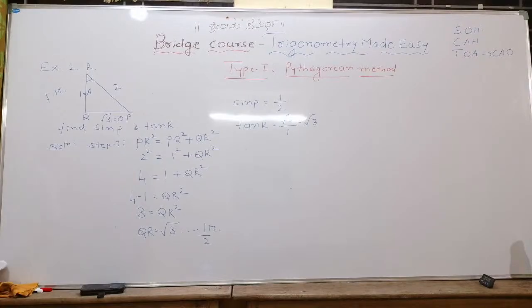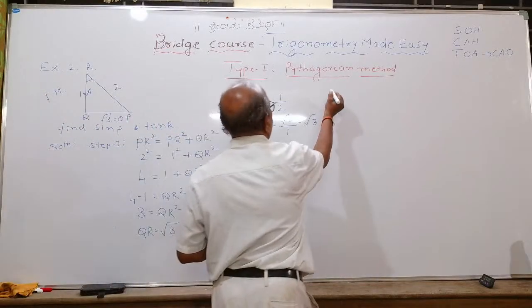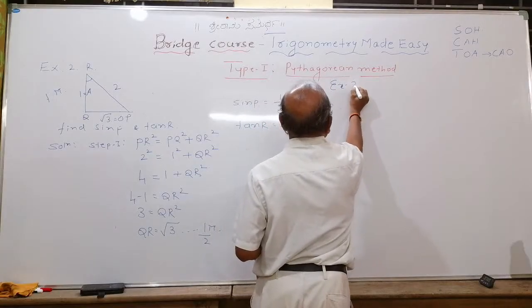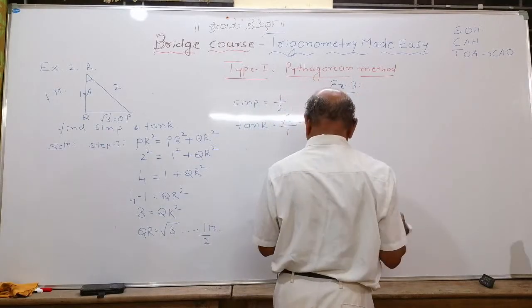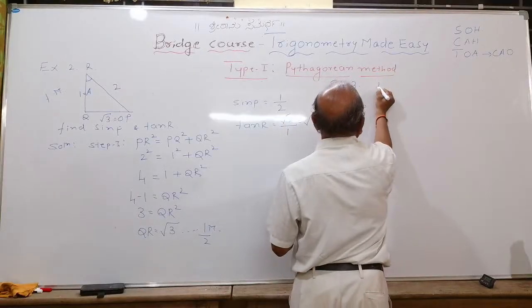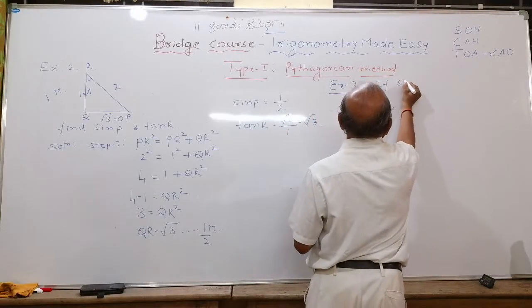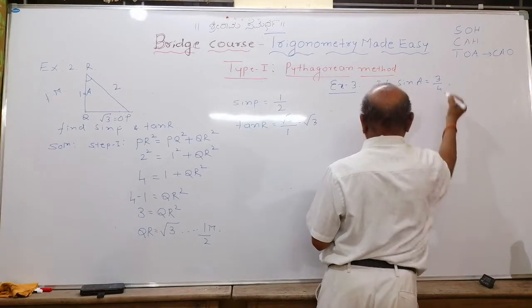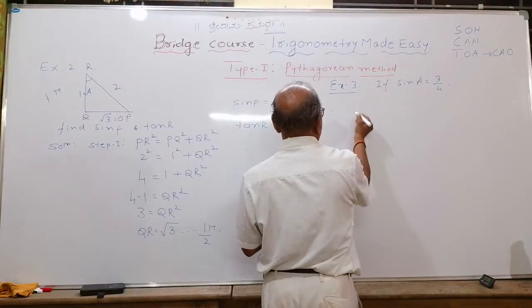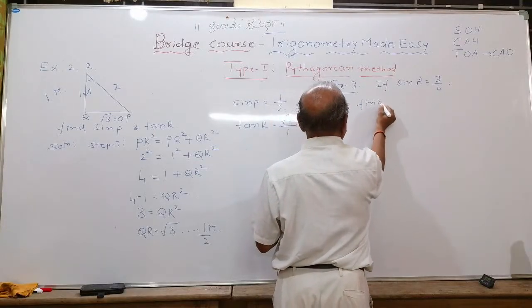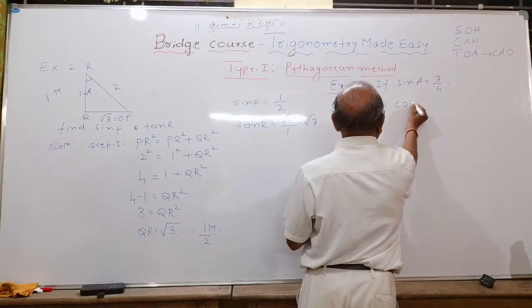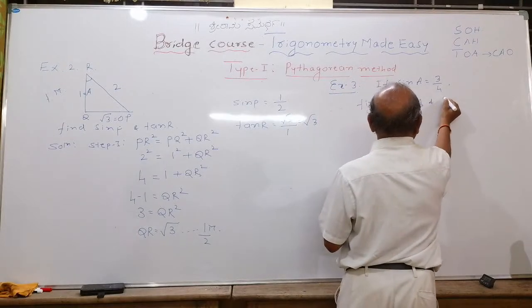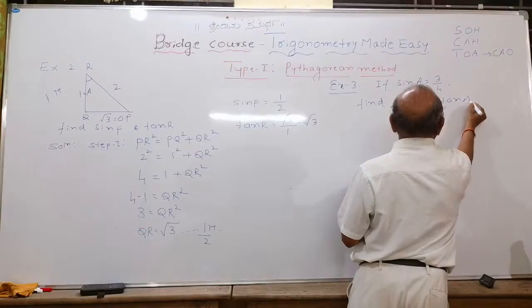Getting me? Okay. And another type of problem in this. Example number 3. Try this one. If sin A is equal to 3 by 4, sometimes they will give the trigonometric ratio. Sin A is equal to 3 by 4. Find cos A and tan A.